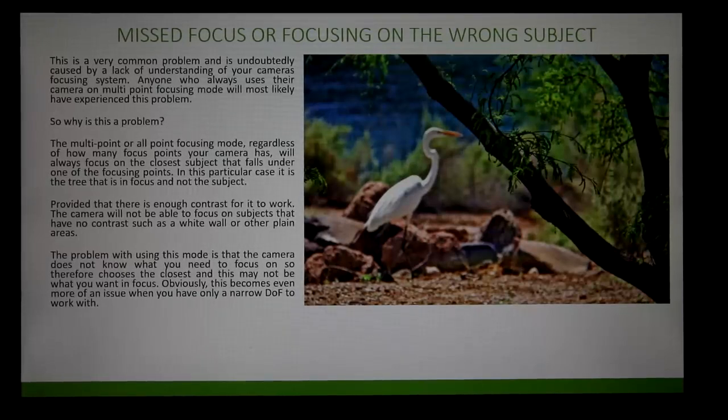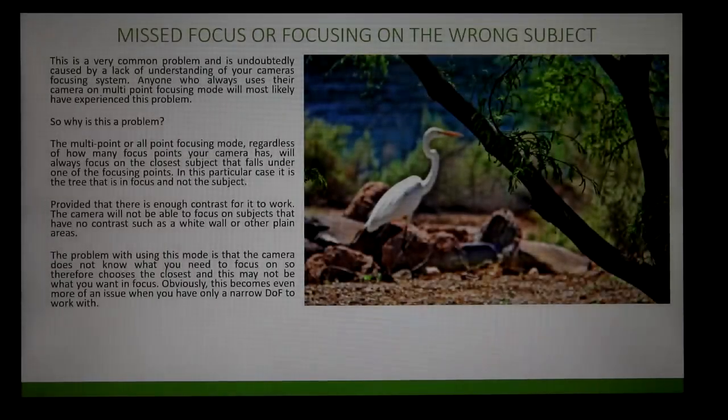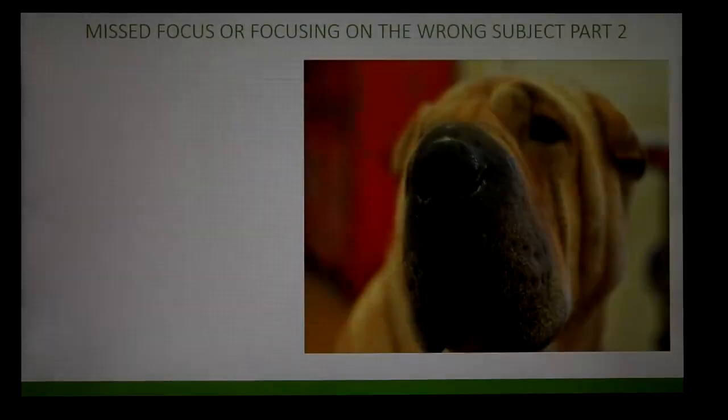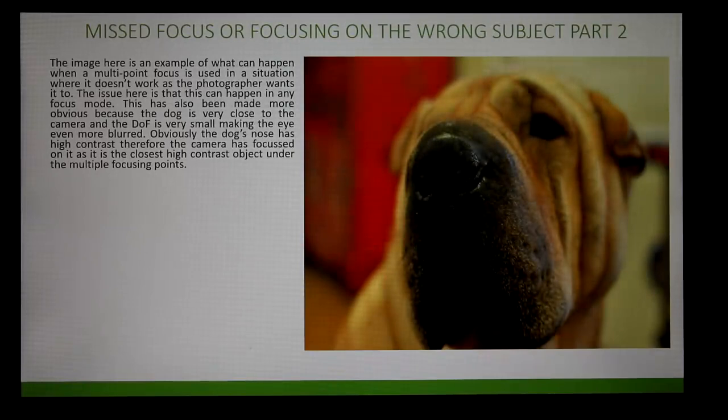The multi-point or all-point focusing mode, regardless of how many focus points your camera has, will always focus on the closest subject that falls under one of the focusing points. In this particular case, it is the tree that is in focus and not the subject, provided that there is enough contrast for it to work. The camera will not be able to focus on subjects that have no contrast, such as a white wall or other plain areas. The problem with using this mode is that the camera does not know what you need to focus on, so therefore chooses the closest, and this may not be what you want in focus. Obviously, this becomes even more of an issue when you have only a narrow depth of field to work with.